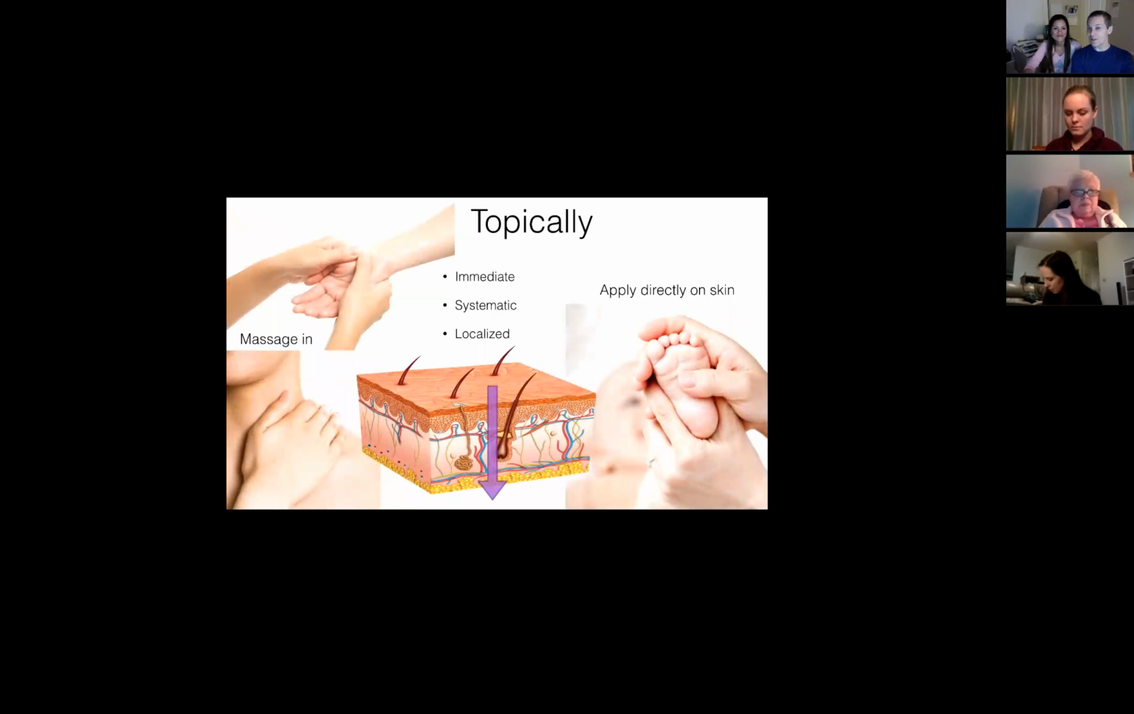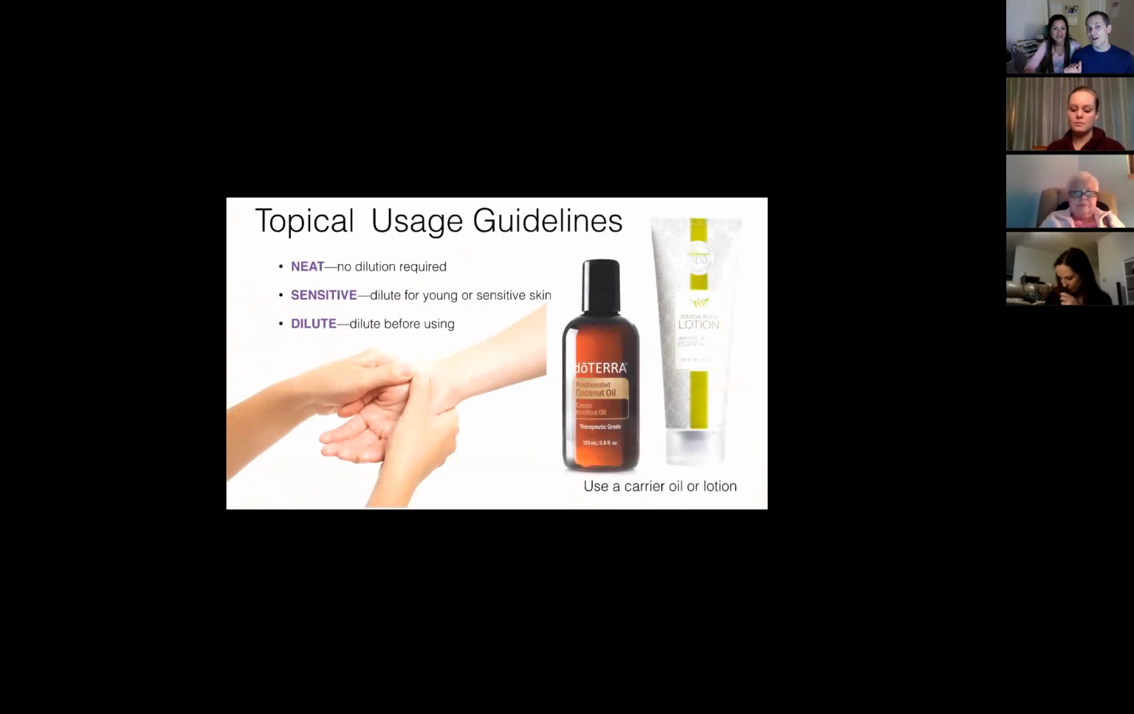The last way is topically. So you want to do it topically when you want an immediate and systemic and even a localized effect, which means you put it where it hurts. Apply it directly on the skin. You can massage it in. You want to make sure you are diluting it when necessary.